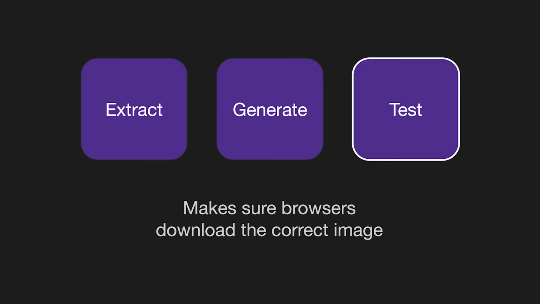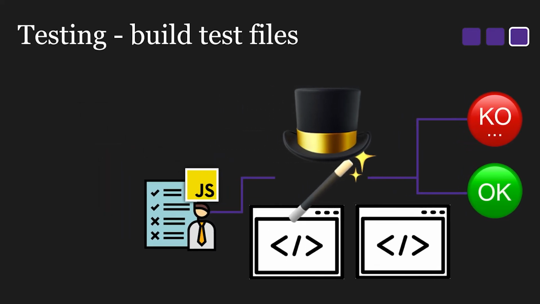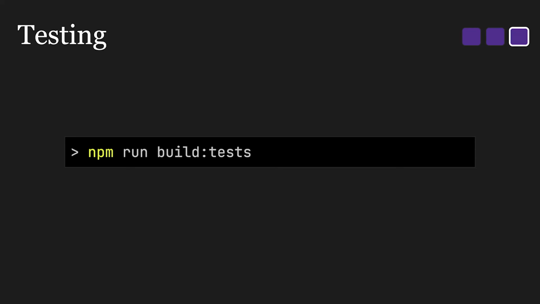Now to the last step, test. We need to test the HTML code to make sure that browsers will download the expected resized images at any given resolution. Testing works like that. You need to specify your requirements in a JS file, pass it to this tool, which analyzes the pages, goes through the test cases, and produces a result that can be OK or KO. And since we have the test cases defined in our Excel data file, we can even generate the JavaScript test files automatically. Let's see how it works, starting from the npm run build test command.